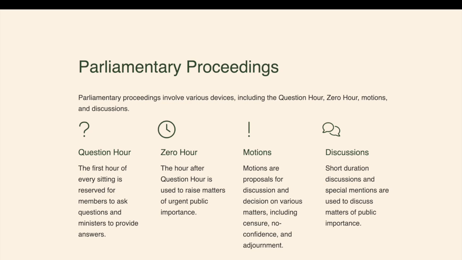Then come motions. Motions are proposals for discussion and decision on various matters, including censure motion, no confidence motion, and adjournment motion.